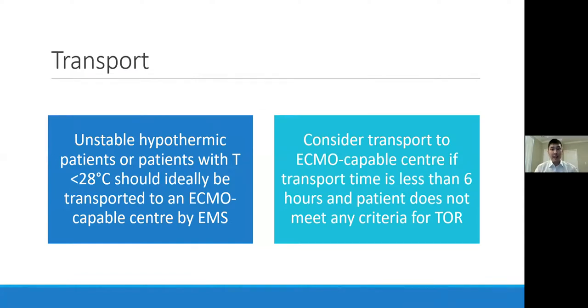So ideally, unstable hypothermic patients or patients with a temperature less than 28 degrees on scene should be transported immediately to an ECMO-capable center from scene by EMS. But if the patient is already in a hospital without ECMO capabilities, then guidelines suggest considering transport to an ECMO-capable center as long as the patient does not meet any criteria for termination of resuscitation and transport time is less than 6 hours. The seemingly massive window of 6 hours is because of the significant mortality benefit from ECMO, as we discussed earlier.